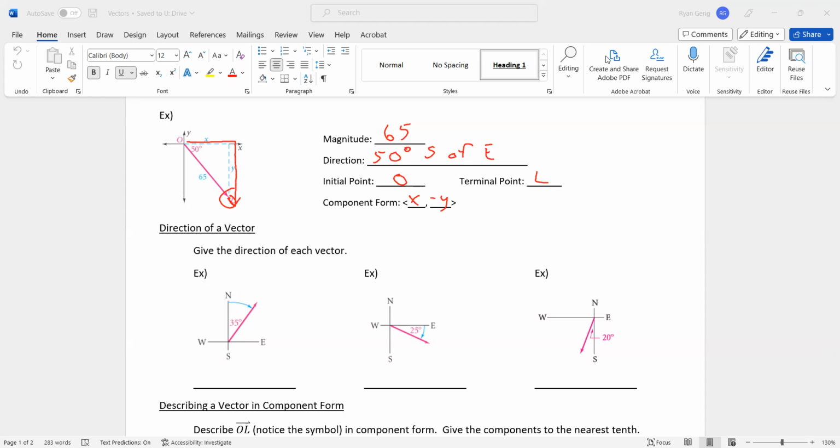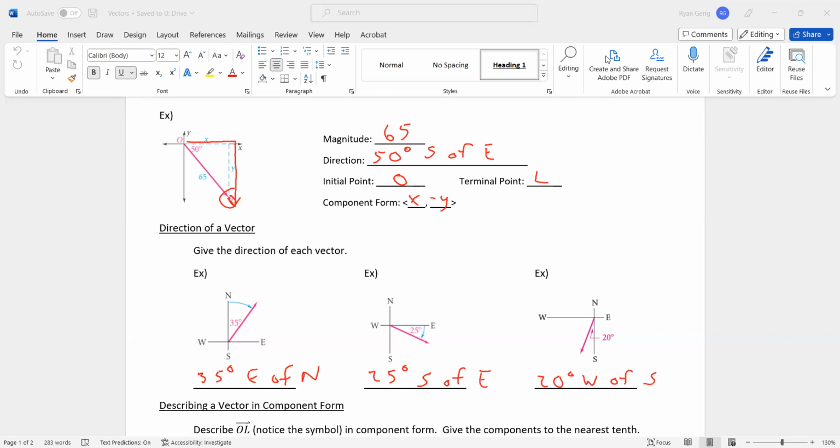So give the direction of each vector shown here. The number part is very easy. It's 35 degrees, but now the hard part is the directions. And this one I will tell you is east of north. The next one is 25 degrees south of east. And the last one here is 20 degrees, and that one would be west of south.